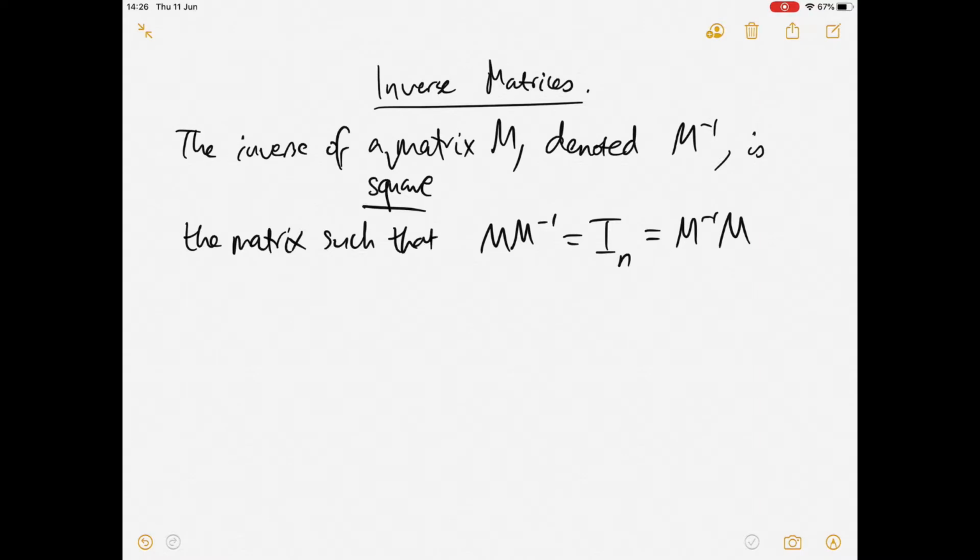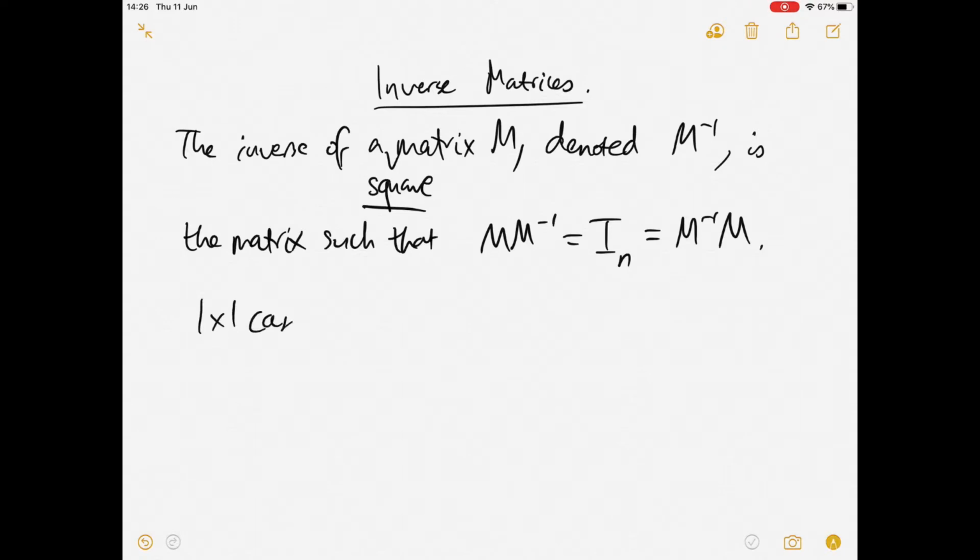Sometimes, especially not for square matrices, there might be a matrix which satisfies one of these two equations but not the other one, because as we know, it's not always true that M M inverse equals M inverse M. So that's why we need both of these. This is just the definition of the inverse matrix, but how do we find it?